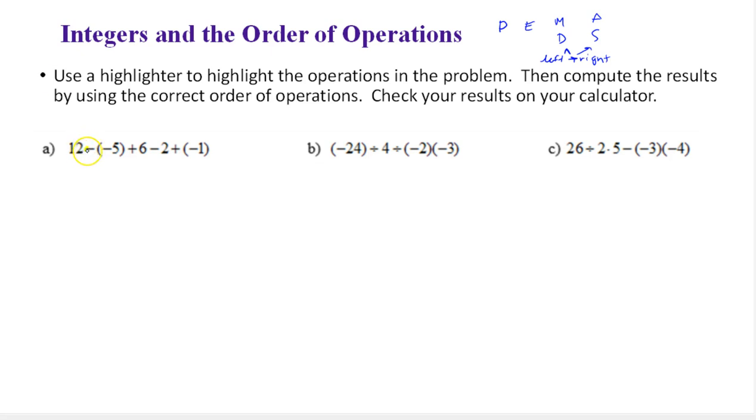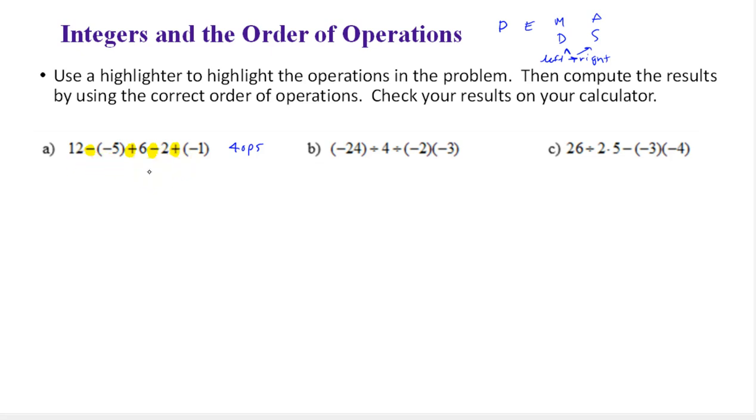So here, this is a subtraction symbol. Notice that's a negative sign. Here we have an addition. This is another subtraction and another addition. So we have 1, 2, 3, 4 operations to perform. Since they're all addition or subtraction, we're going to perform them from left to right.